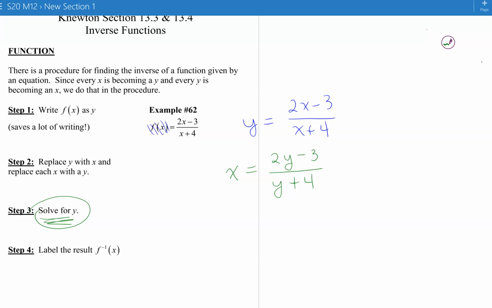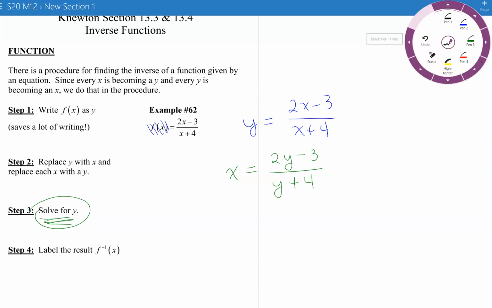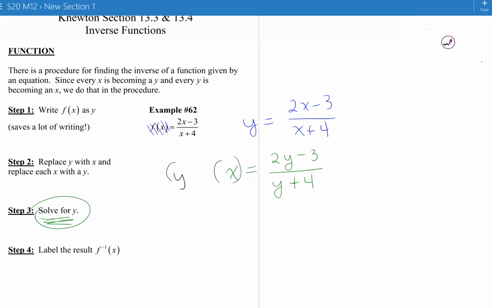If what you're trying to solve for is in a denominator, don't think very hard about step 1. Step 1 needs to be multiply both sides by the denominator because you can never solve for something that's in the denominator. So on the left, I'm going to have xy plus 4x, and on the right, the denominator cancels. That was the whole point. So I'll have equals 2y minus 3.